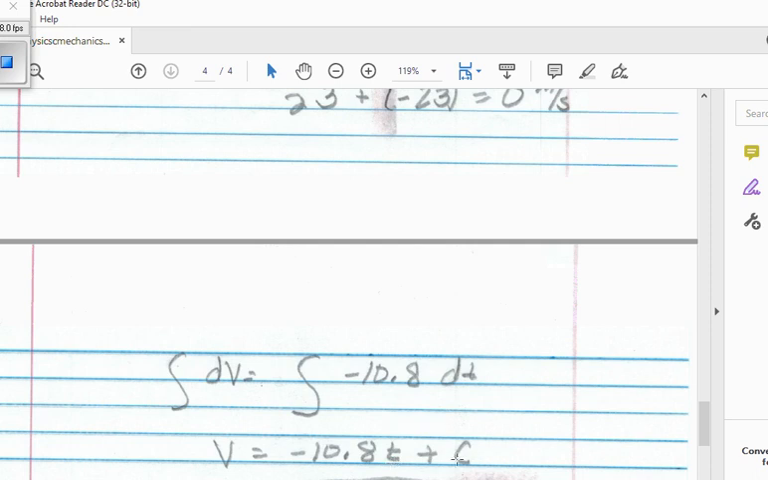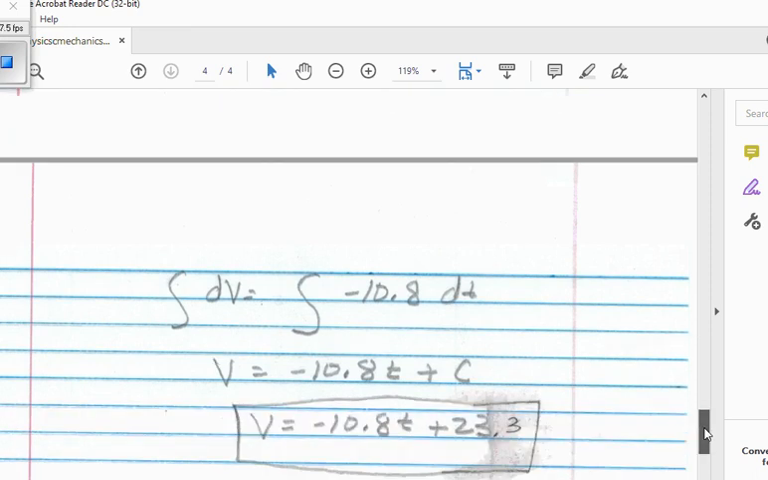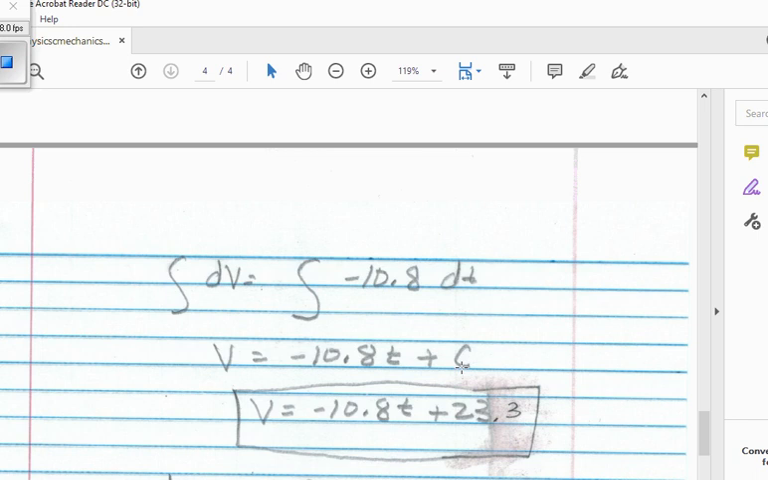Now c, of course, for this is our beginning velocity, and we know that. Beginning velocity is 23.3, so I can just plug that in there. And this is my velocity equation.